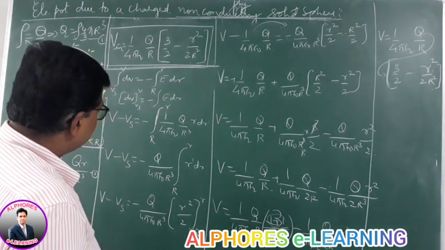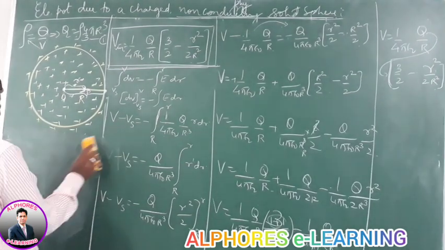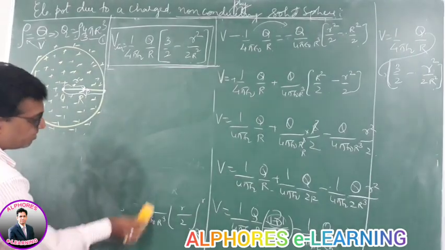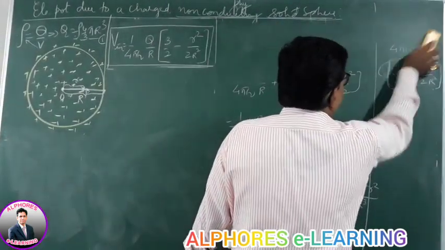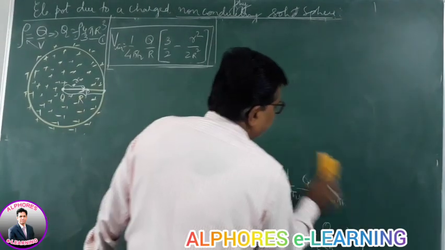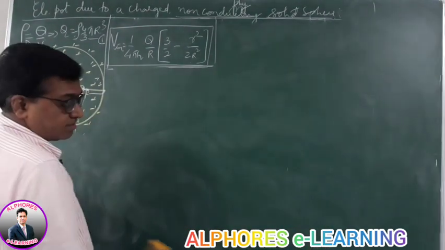So for a charged non-conducting sphere, solid sphere, the electric potential at any inside point is V equal to 1 by 4 pi epsilon naught, 1 by 4 epsilon q by r common out, outside the bracket, and inside the bracket it is 3 by 2 minus r square by R square.